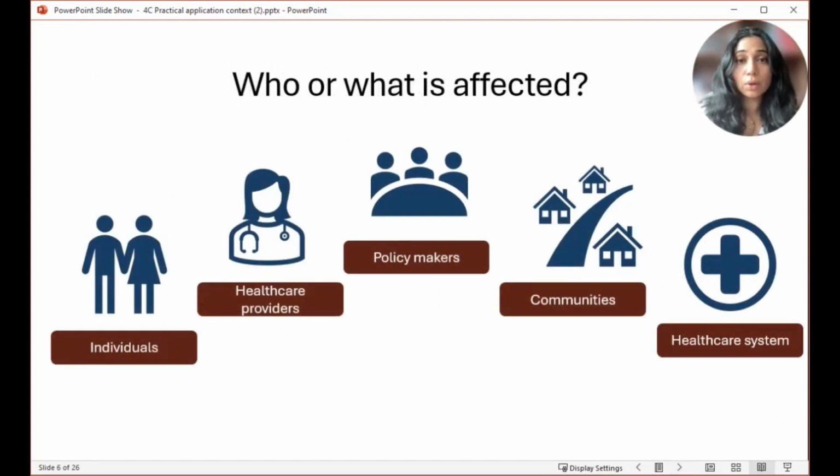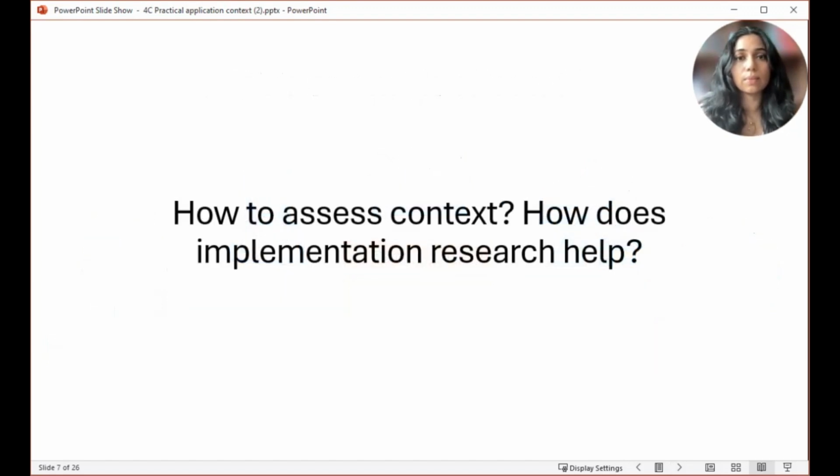And then, of course, who or what is affected by the current challenges that we're thinking about? Is it individuals? Is it healthcare providers? Is it policymakers, communities, or even the healthcare system? And then, most importantly, how do we assess context and how implementation research can help?